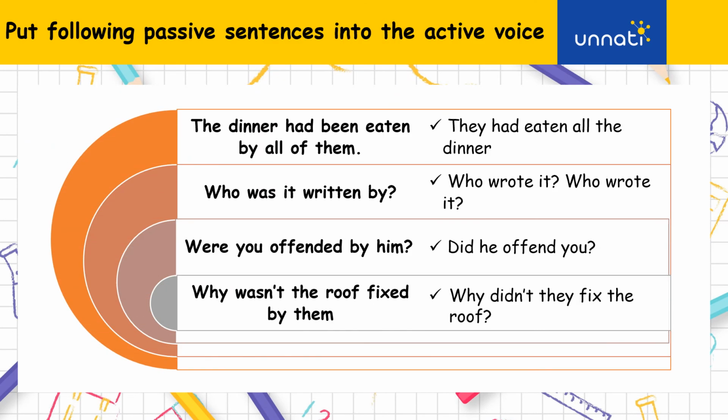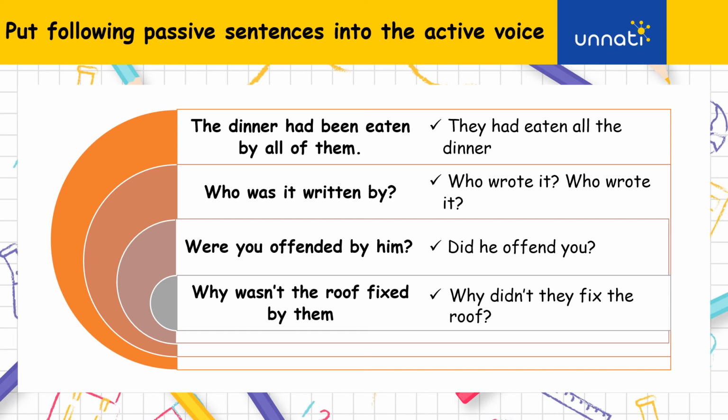Okay, so now we have about 4 sentences in passive voice. What we have to do is to convert them into active voice. So I'll give you some time to think, go through the sentences, and decide on your answers, and I'll clarify your answers right here. Okay, hope you've gone through the sentences. Let's clarify with what you've thought. The dinner had been eaten by all of them. Passive voice. In active, it would be they had eaten all the dinner.